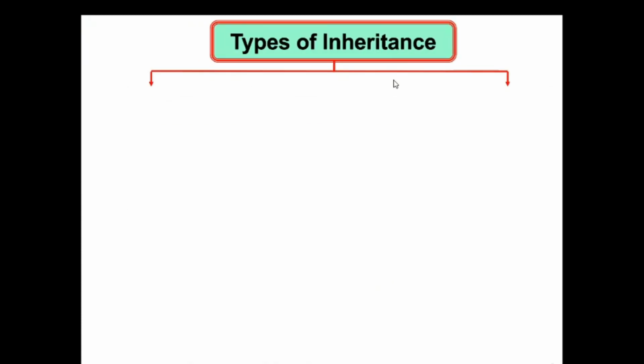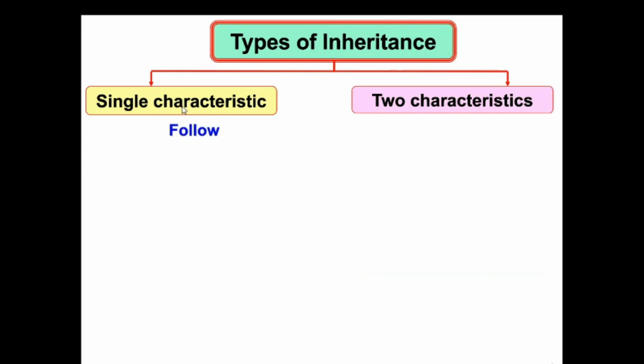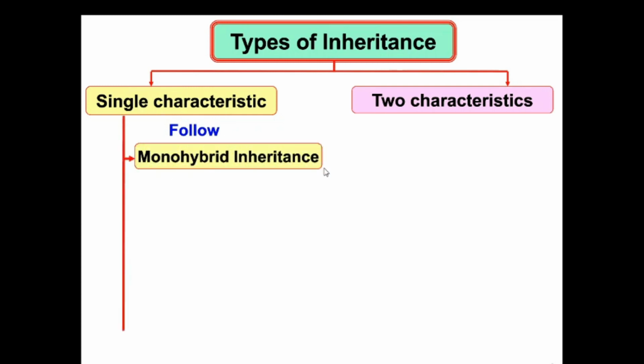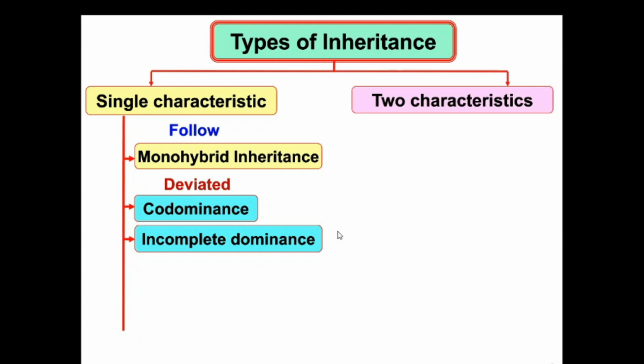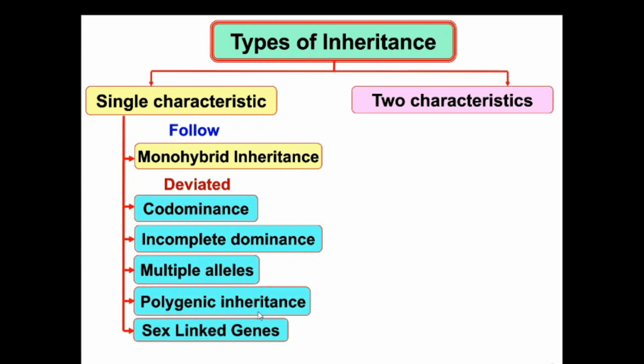For the types of inheritance, we can divide them into two: whether the inheritance has a single characteristic or two characteristics. The inheritance which has a single characteristic will follow the Mendelian monohybrid inheritance. But there are some types of inheritance which deviate from the Mendelian monohybrid inheritance, namely the codominance, the incomplete dominance, the multiple alleles, polygenic inheritance, and also the sex-linked genes.